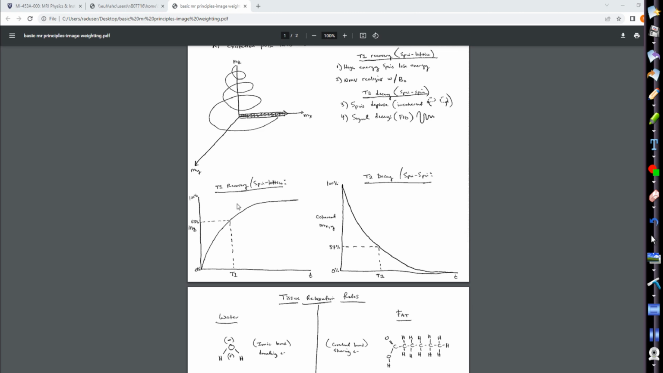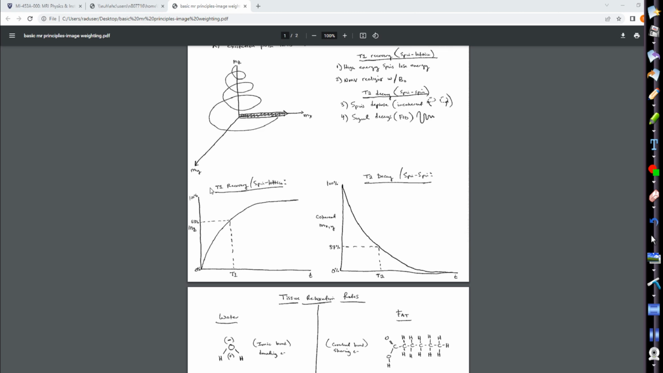Our T1 recovery is also termed spin-lattice because we're giving off energy to our surrounding environment or our neighboring spins. Surrounding environment, so other tissues. When we diagram this curve, just take note of how we label these axes. For our vertical axis, it's M sub z, so our longitudinal plane. And our x-axis is going to be the same for both, and that's just time. And what is our unit for time? It's milliseconds, because these things are going to be happening very fast.